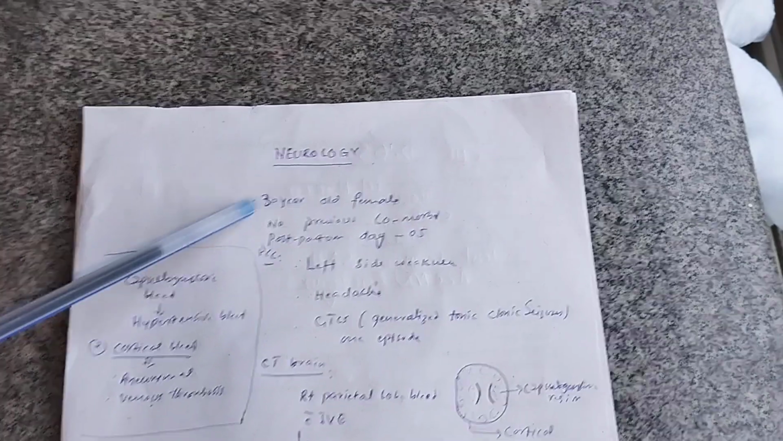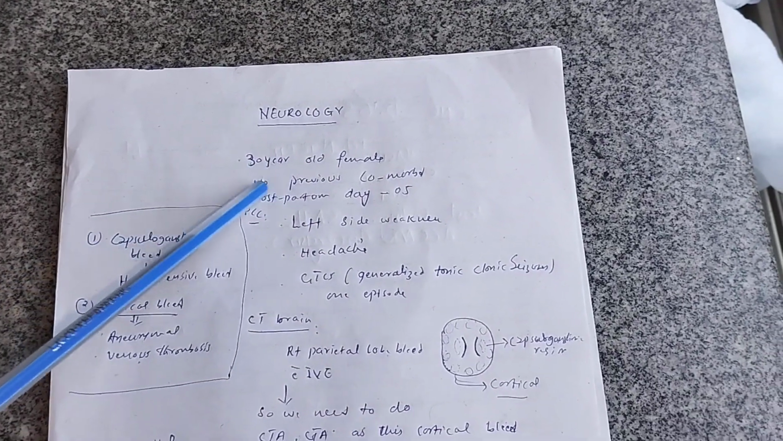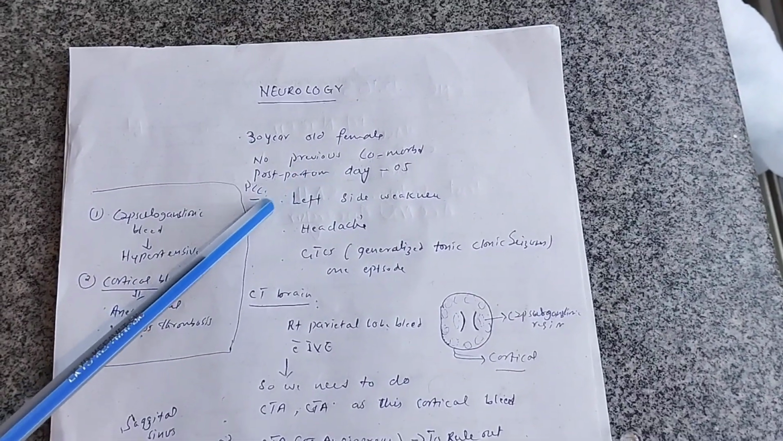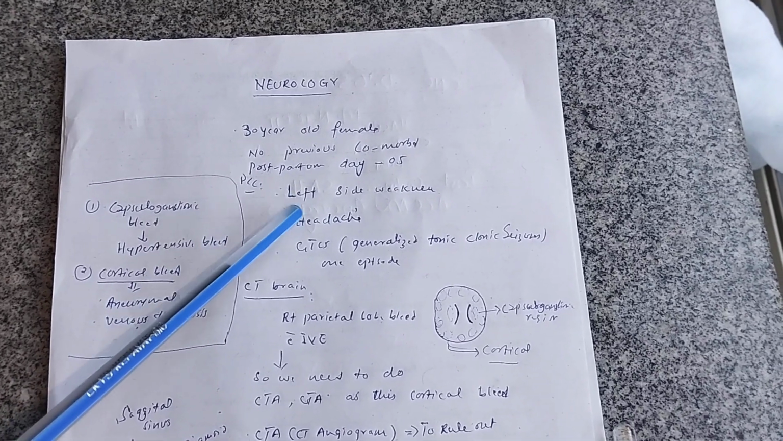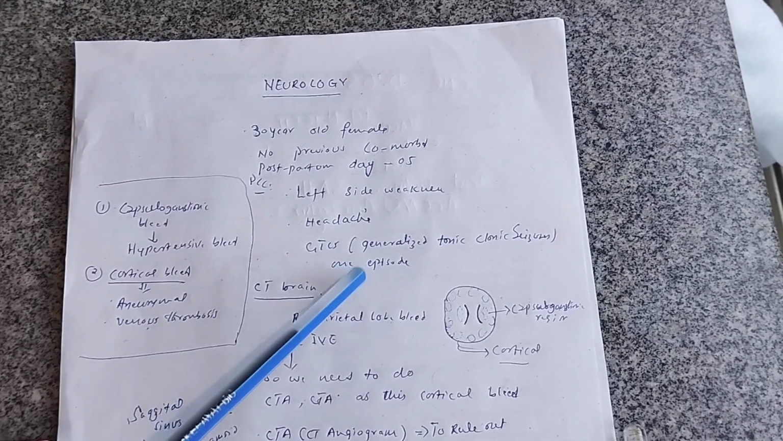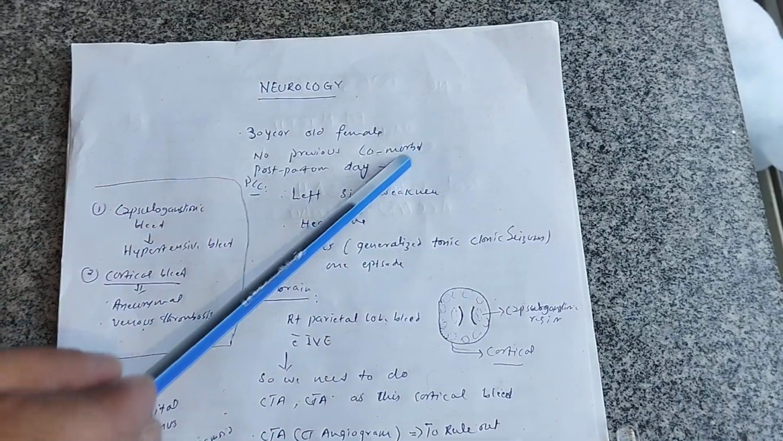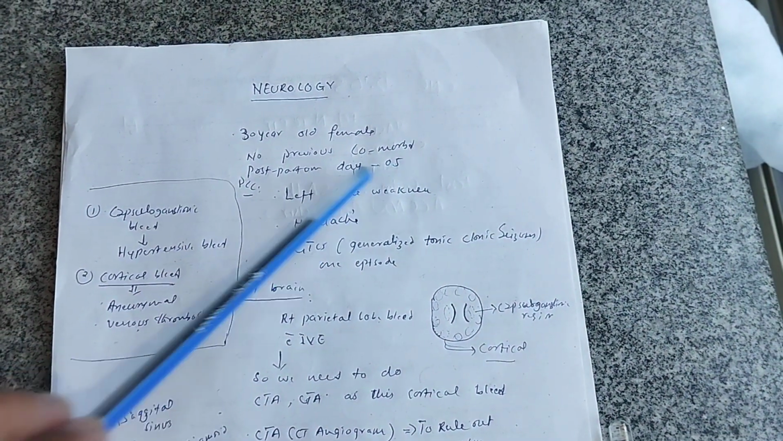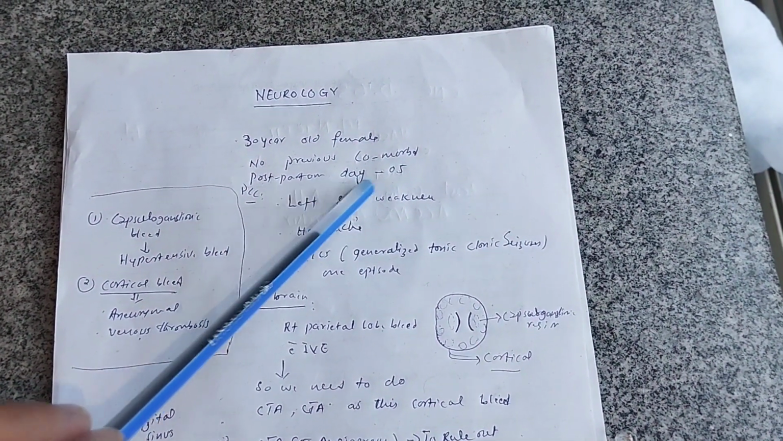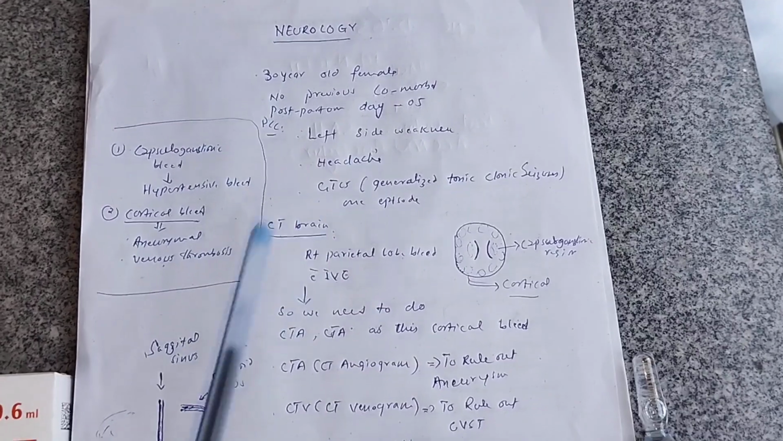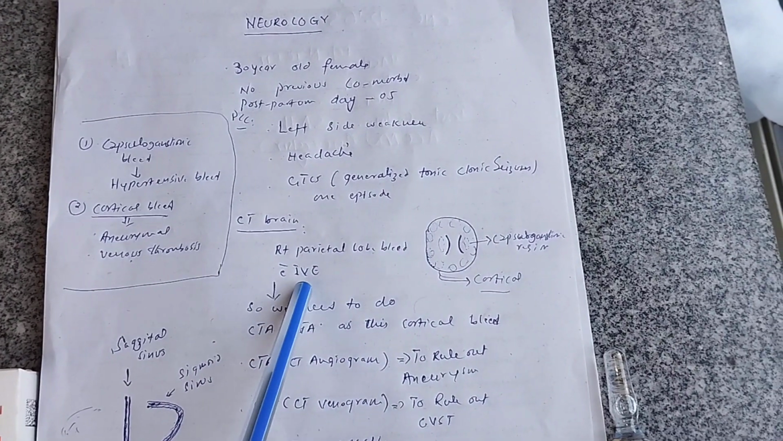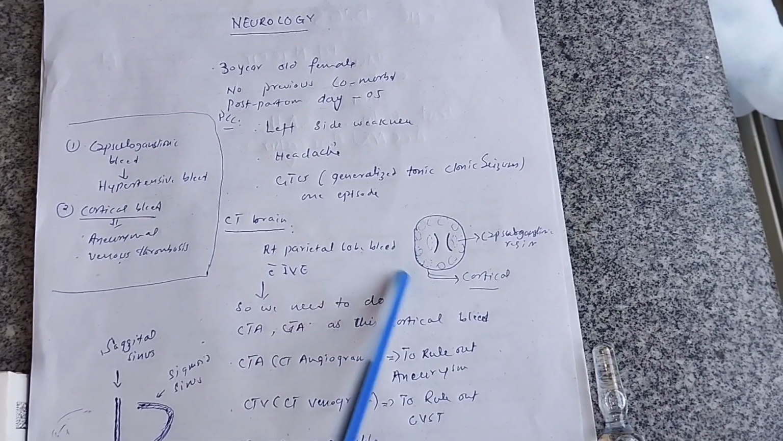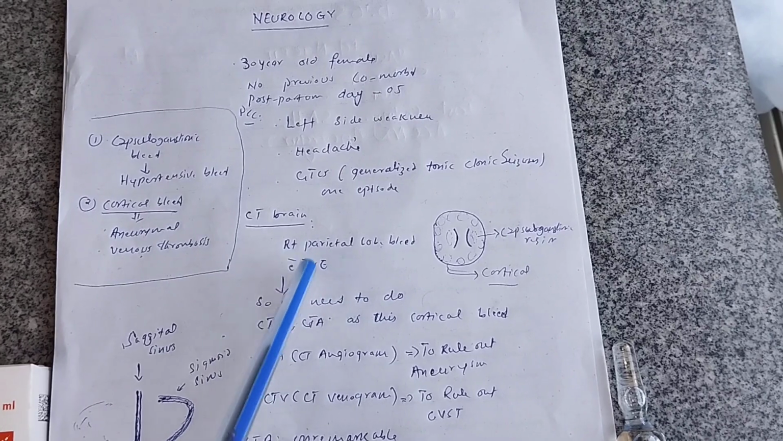Thank you. The history of this patient: 30-year-old female with no previous comorbidity, presented to us with left side weakness, headache, and generalized tonic-clonic seizure with one episode. She delivered 5 days ago. C-section was done, so today was postpartum day 5. We did CT brain, and on CT brain we saw the right parietal lobe bleed with intraventricular extension. So this was the cortical bleed.